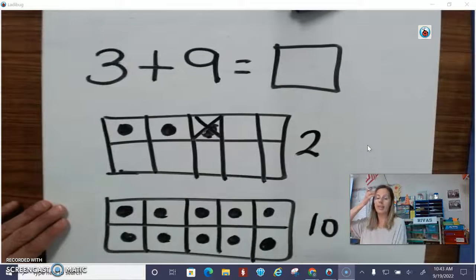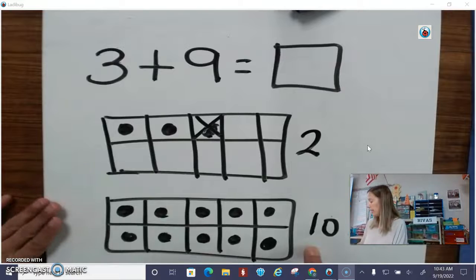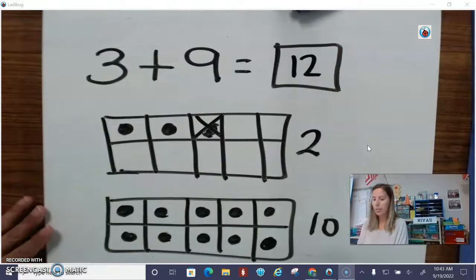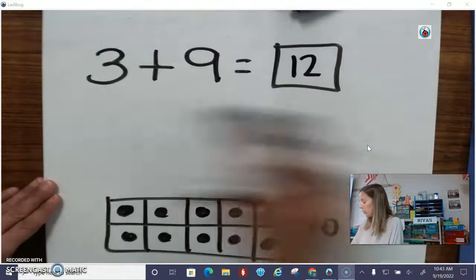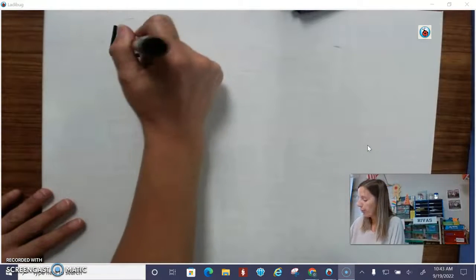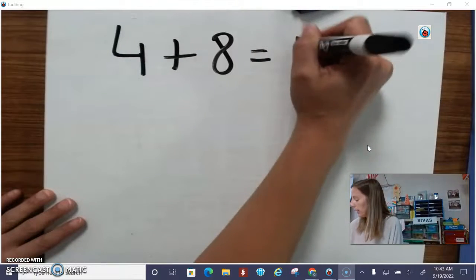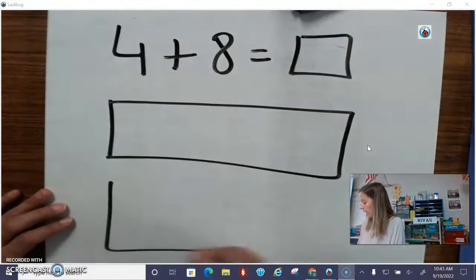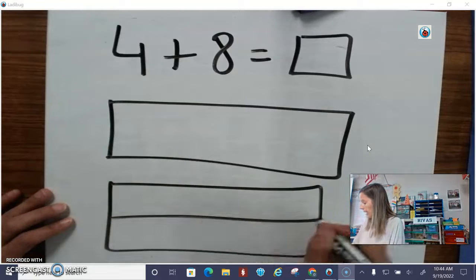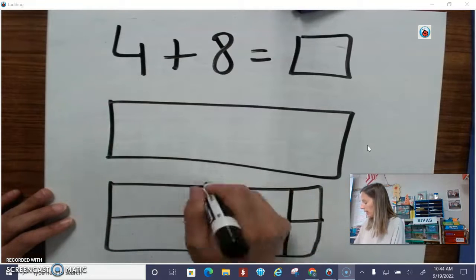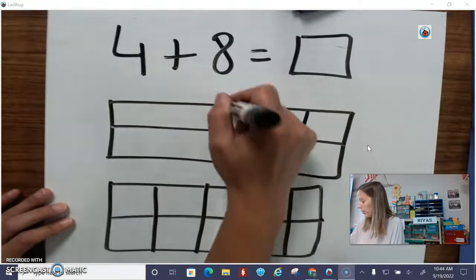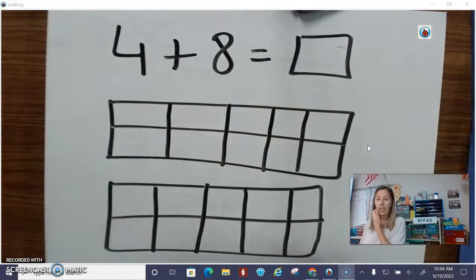Now really quick, in my head, I know that 10 plus 2 equals 12. That's how the strategy works. And I can do it one more time really quick. So for example, 4 plus 8, that is a little bit different. So I'm going to do the same thing. I have my 10 frames. And once they do this a couple of times, well, more than a couple, they're going to be able to do it in their heads.